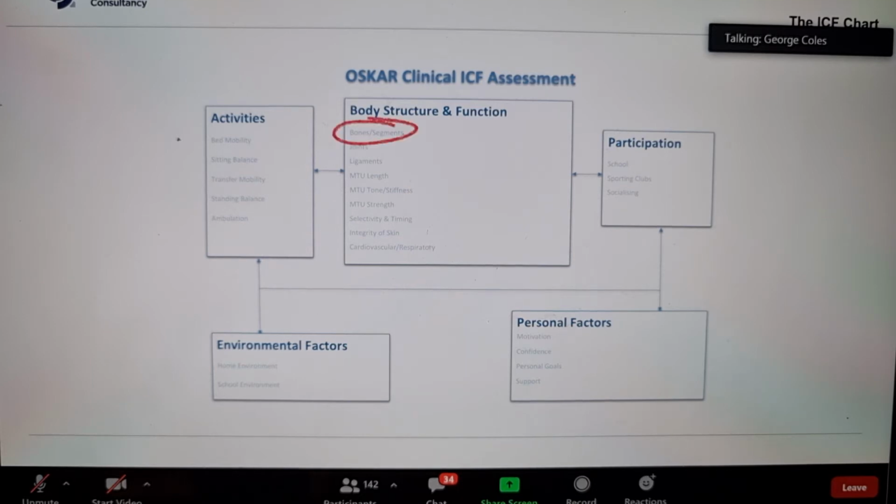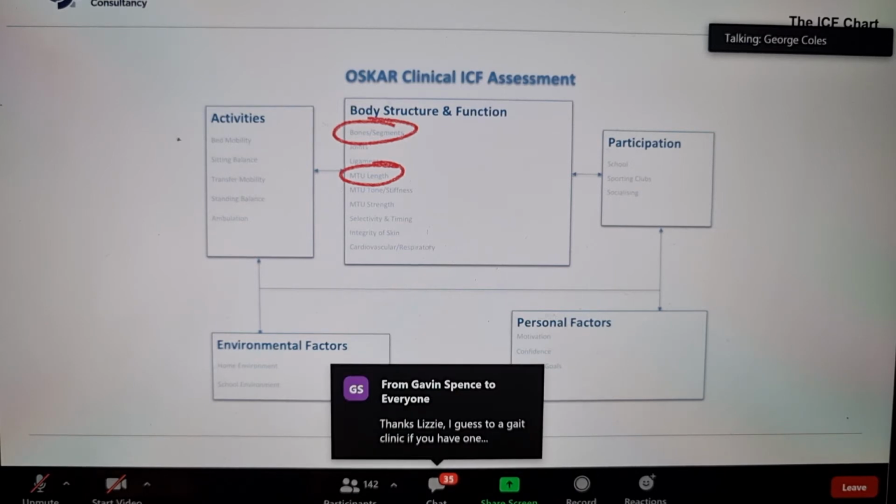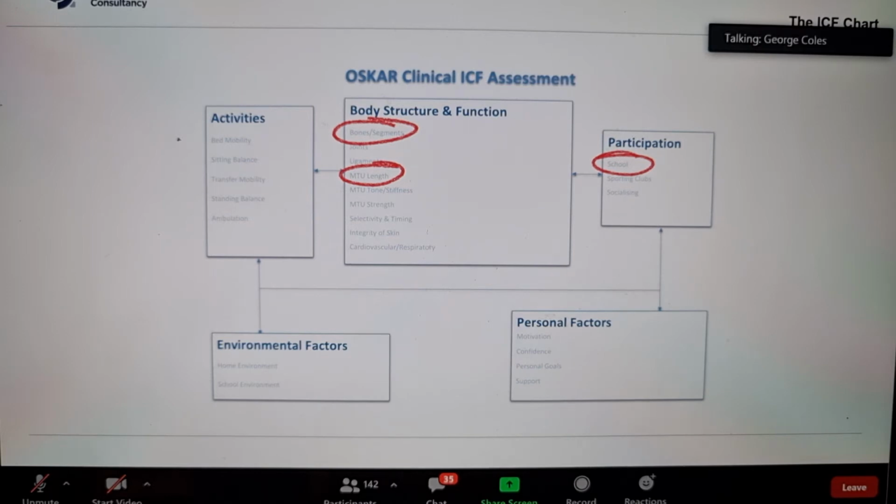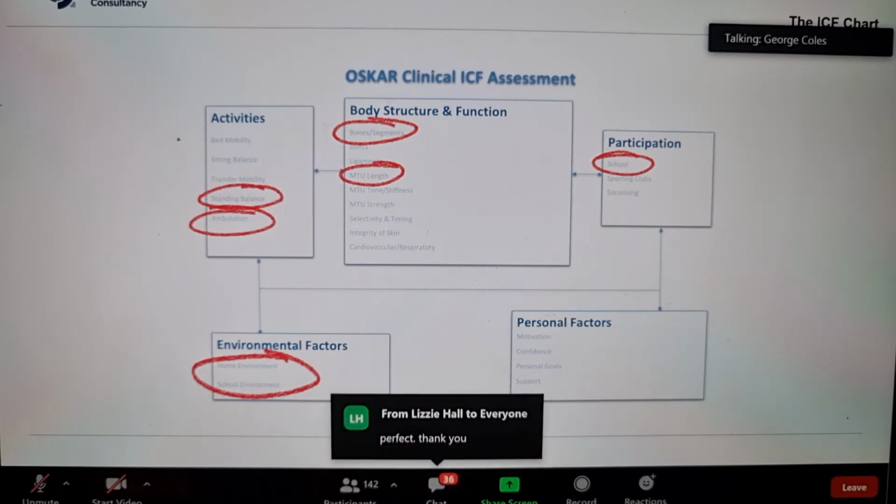The main things we're looking at are the bones and segments, muscular and tendinal unit lengths, as we were talking about the week before, participation, especially in school, standing balance, which are really important things to talk about, ambulation, and then obviously the environmental factors. Are they in a specialist school? Have they got one-to-one? What have they got at home? What's their equipment, etc. It's quite a lot of stuff to think about and to talk about.